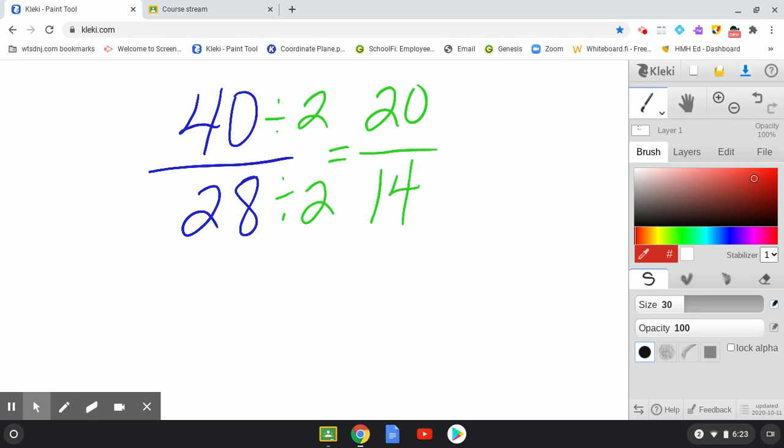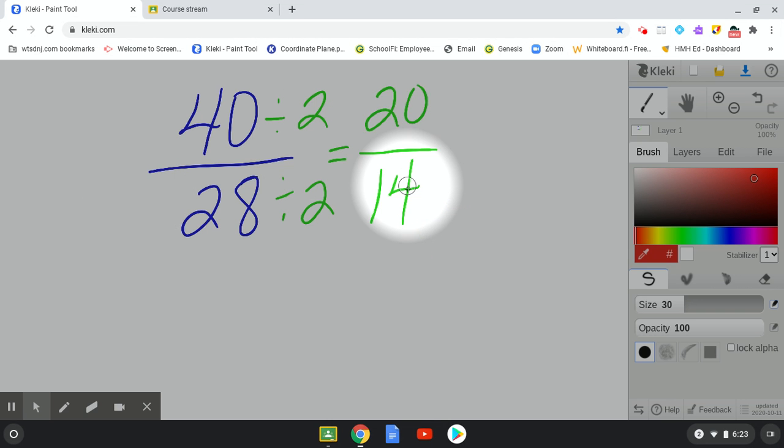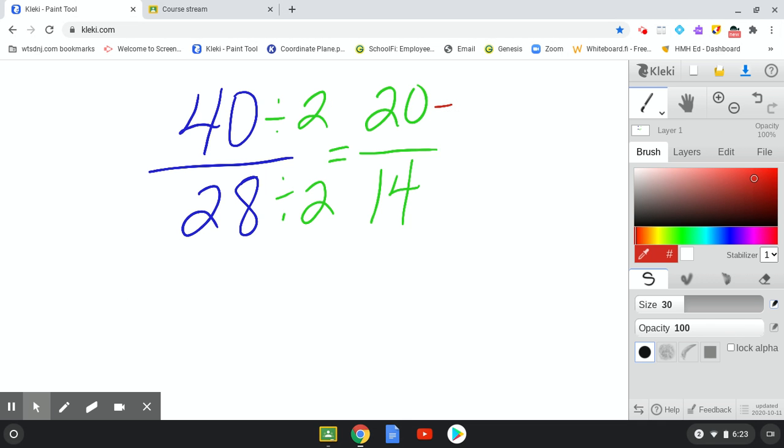Well, if you notice, these numbers are still even. 20 is even and 14 is even. That means I can simplify it further. I can again cut them in half or divide by 2. So I'm going to cut 20 in half, or divide by 2, which is 10. And I'm going to cut 14 in half, or divide by 2, which is 7.